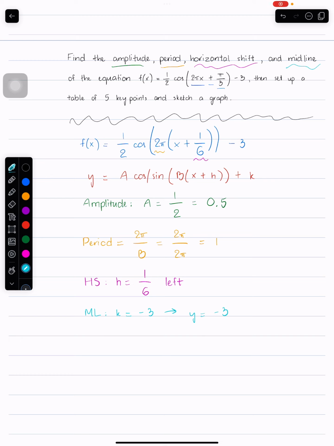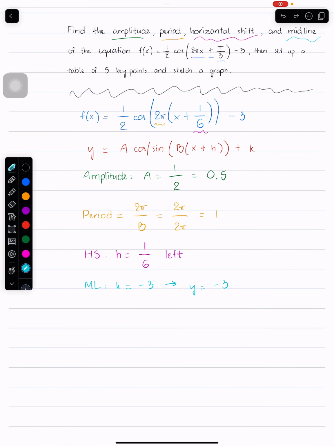And because the midline here is a horizontal line, I need you to put y equals -3. Make sure you include the y in here. Don't forget the y, okay? And after this, we have to set up the table of 5 key points and then sketch a graph. I'm going to teach you how to sketch your graph first, and then from there, we're going to set up the 5 key points from the graph to make it easier, okay?